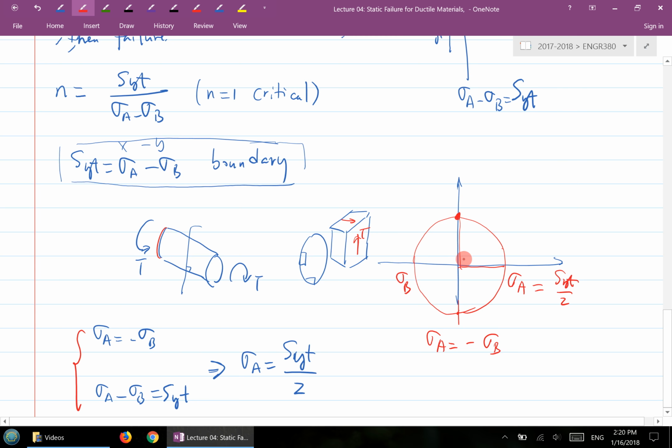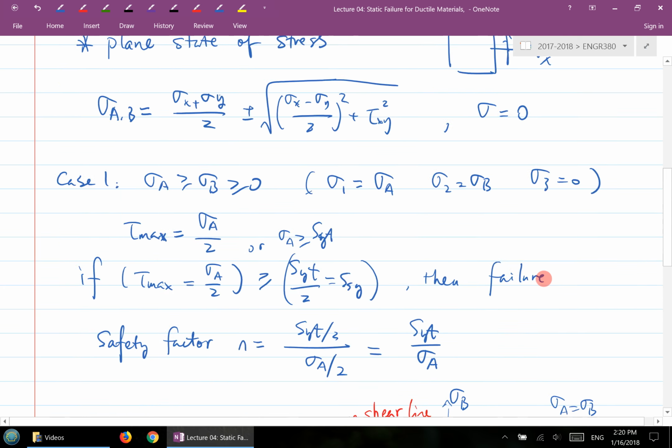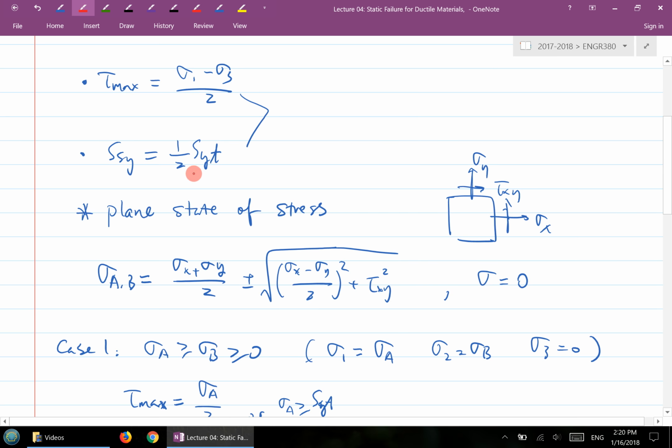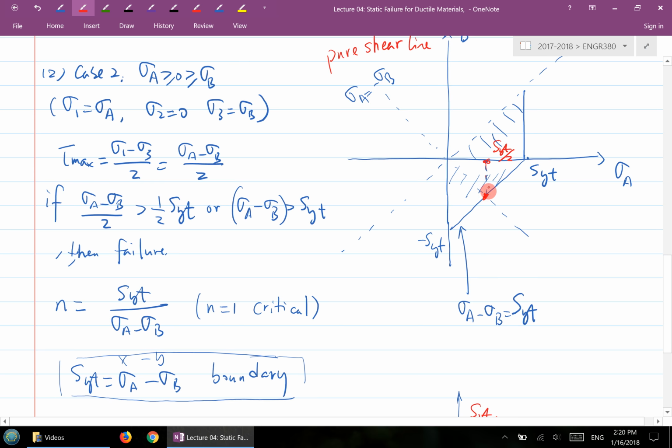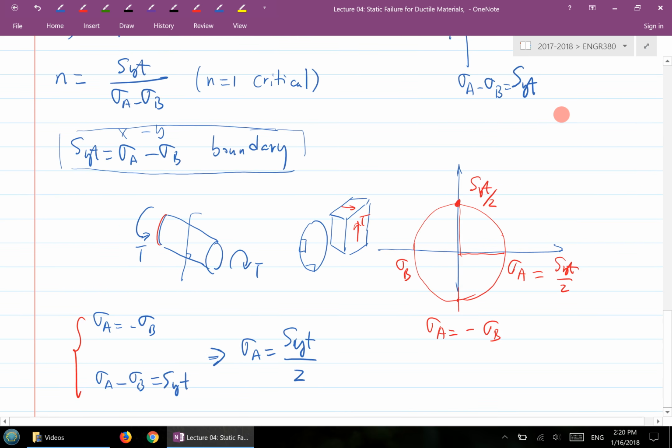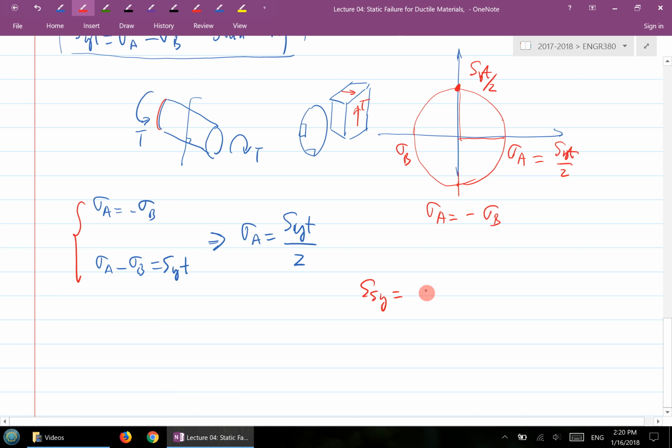This is a radius, the same radius as here, right? So the shear stress is the same value as SYT over 2. And that actually conforms with the MS theory here. The MS theory that we derived, what's the value of SSY? SSY we derived is 1/2 SYT, isn't it? So over here, the connecting point gives us the SSY value, so your SSY value is 1/2 SYT here. It conforms to this SSY value.